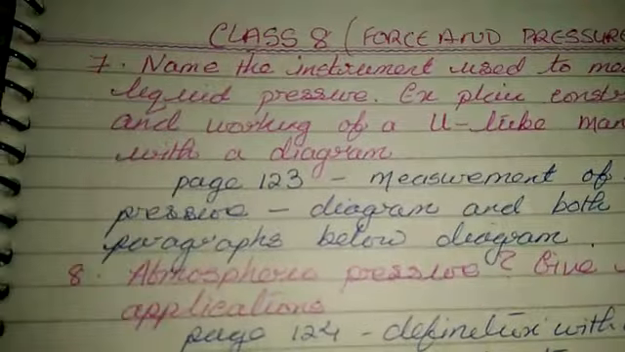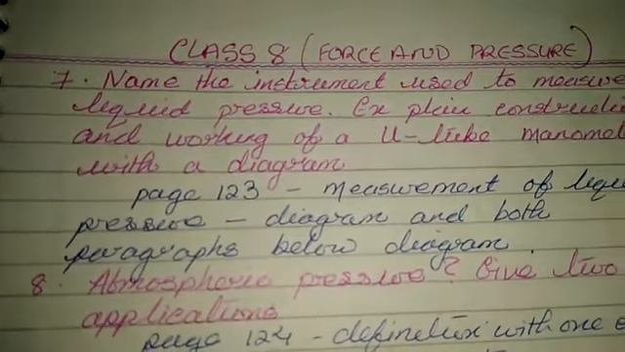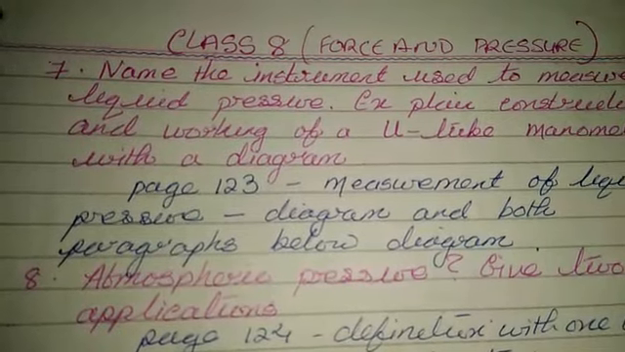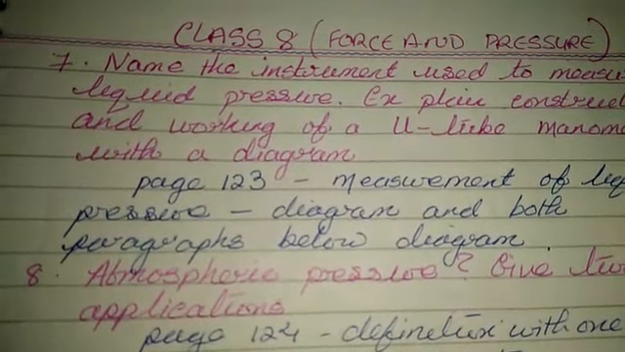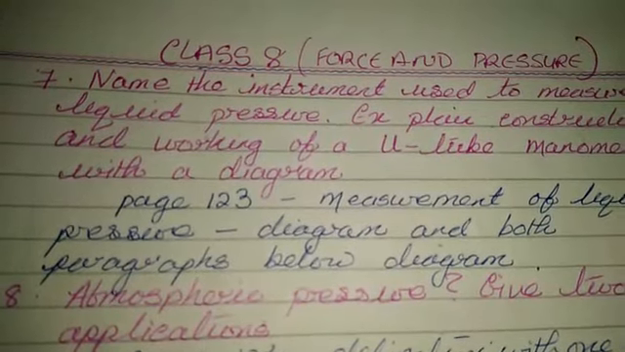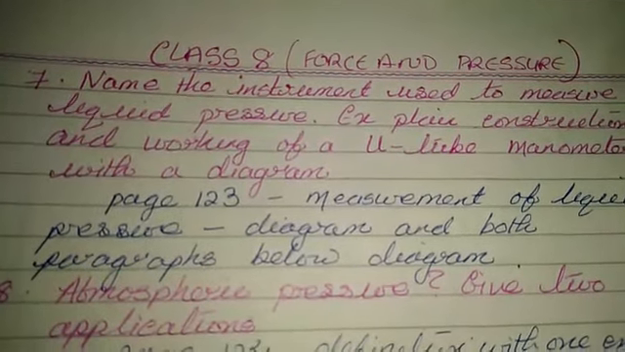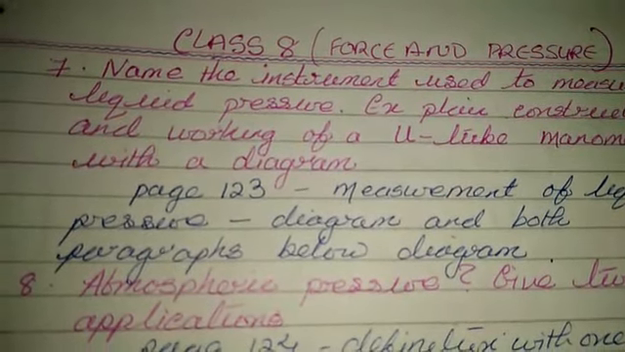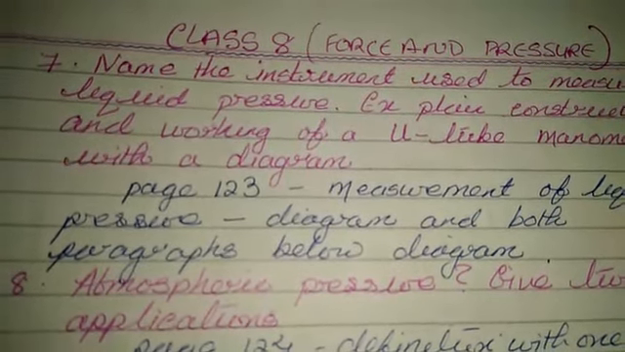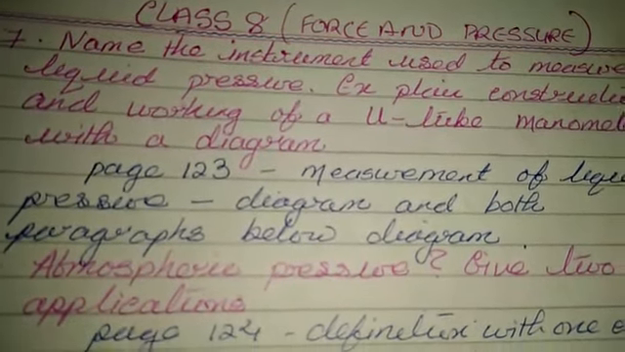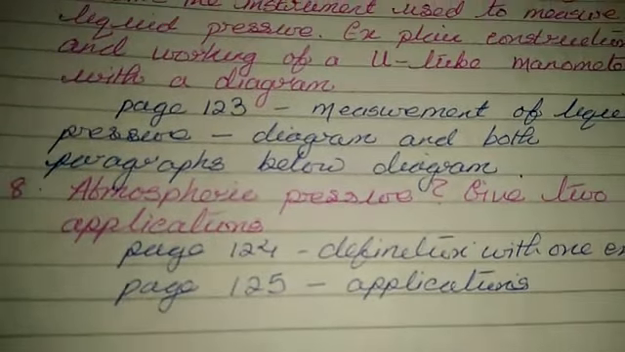Now the 7th question, name the instrument used to measure liquid pressure. Explain construction and working of the U-tube manometer with the diagram. Now, all this answer is given on page 123, measurement of liquid pressure. There, the diagram you have to make on the plain side of the copy, and both paragraphs below the diagram have to be written. The last question is atmospheric pressure.